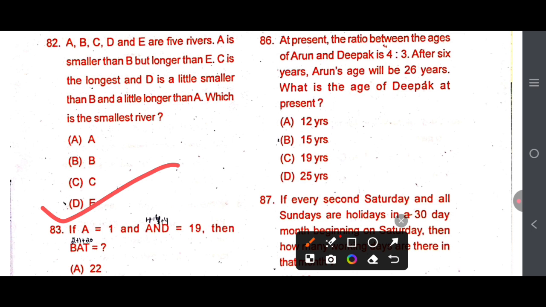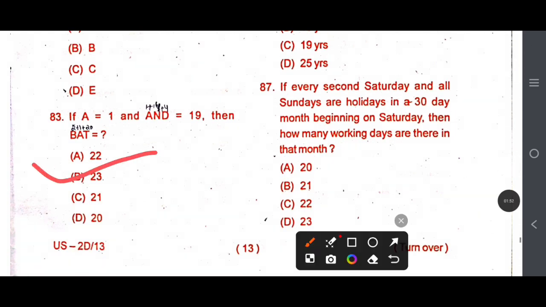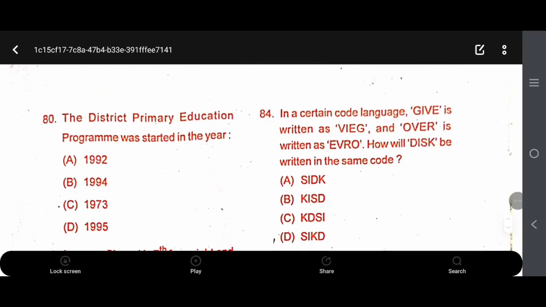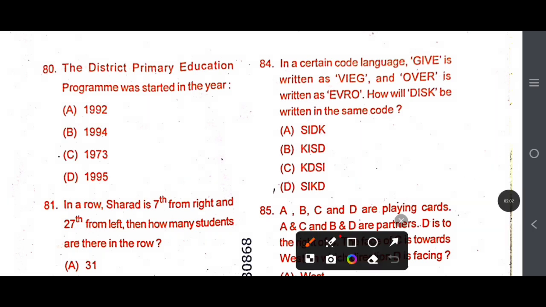If A is equal to 1 and Z is equal to 19, then bat is equal to what? The correct answer will be 23. Question number 84. In a certain code, give is written as VIEG and over is written as EVRO. How will disk be written in the same code? The correct answer will be option D.